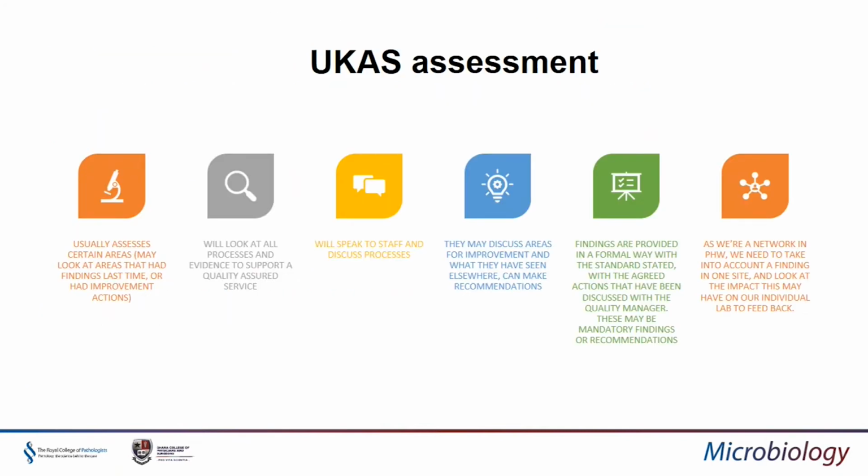So UKAS assessment: they'll usually assess certain areas, so they may look into the areas that had findings last time or had any improvement actions that they suggested. They'll look at processes and evidence to support a quality assured service. They'll speak to staff and discuss processes. They may discuss areas for improvement and what they've seen elsewhere and can make some recommendations.